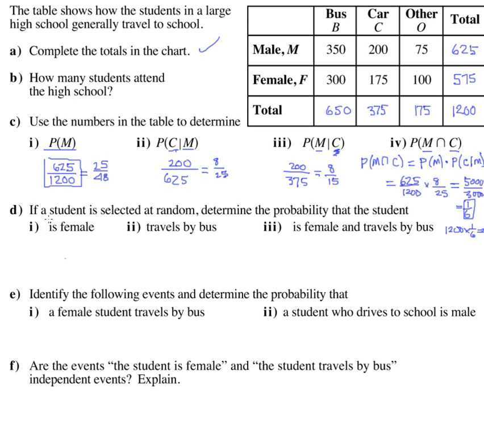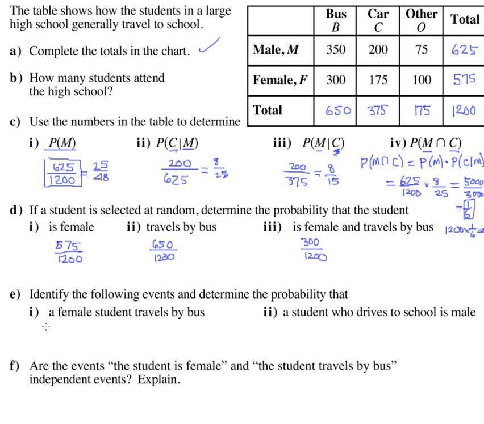Okay, on to D. If a student is selected at random, determine the probability that they are female. Females are 575 out of our 1,200 students. Travels by bus. Now we don't care about gender, we're just looking at the bus total, which is 650 out of 1,200. Is female and travels by bus. Now we just care about this square here. 300 students who are female and take the bus, so that would be 300 out of 1,200.